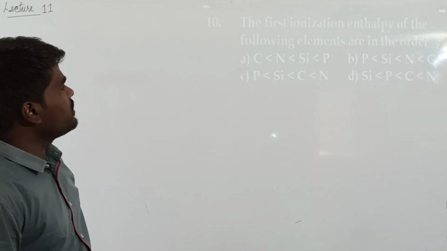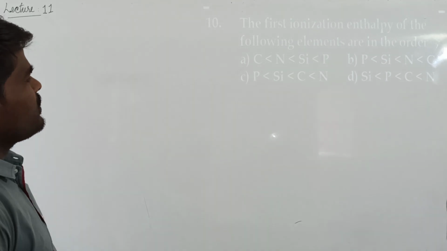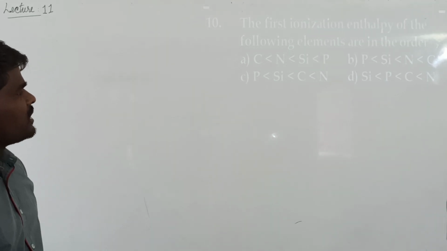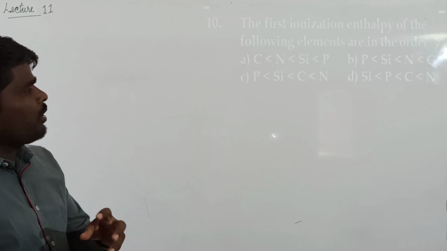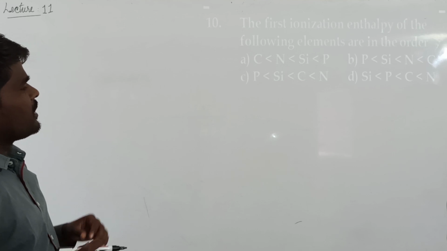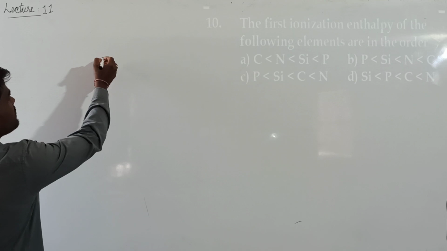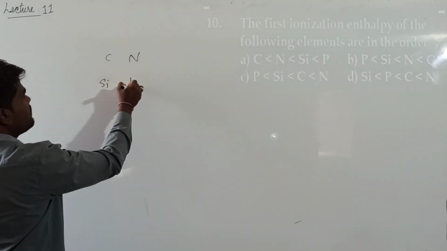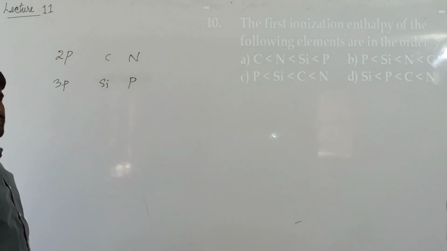Here comes our next question. The first ionization enthalpies of the following elements are in the order. That is asking about the first ionization enthalpy order. Here all the elements are not from the same period. He has given the elements carbon, nitrogen, silicon and phosphorus. Carbon and nitrogen are from the second period, and silicon and phosphorus are from the third period.